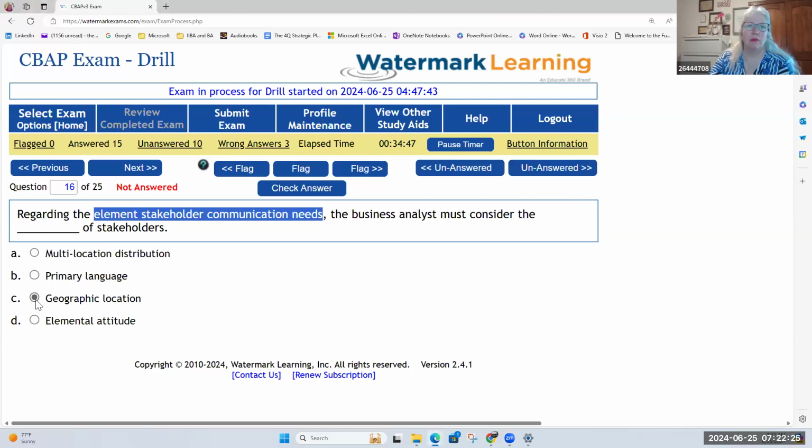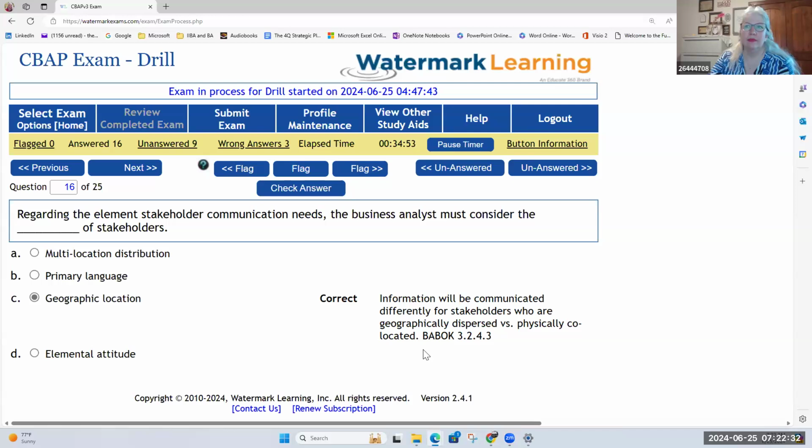Let's see if I can get my cursor back up here. Okay, let's try this one. So geographic location is the thing that the BABOK talks about. It also talks about a few other things, but it mentions geographic location whenever you're thinking about where your stakeholders are.